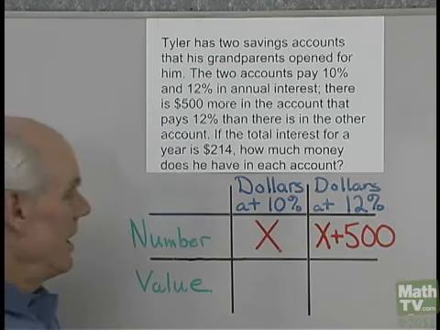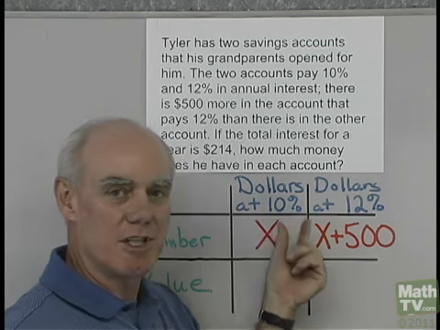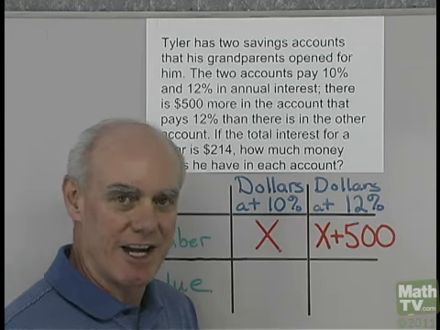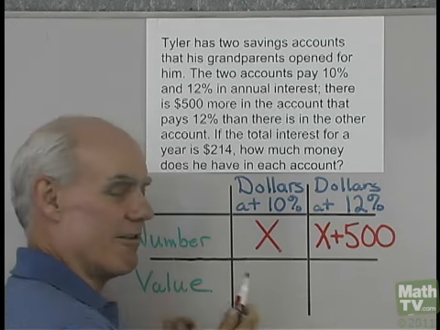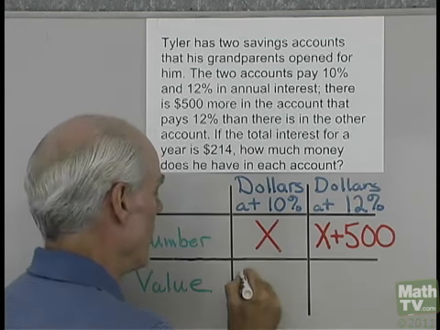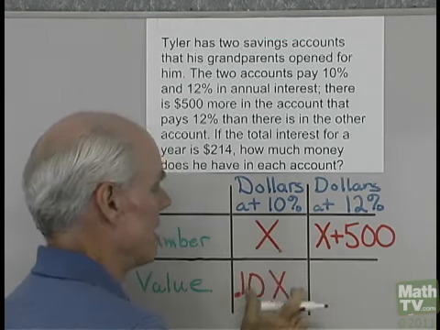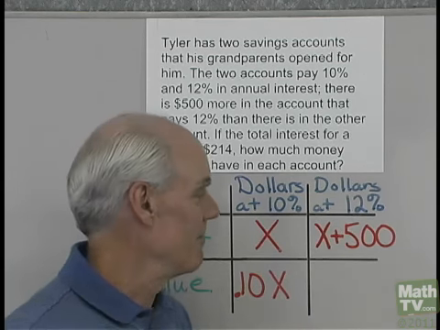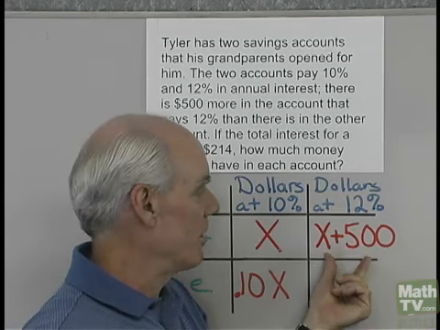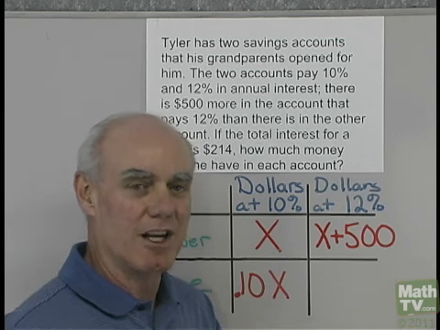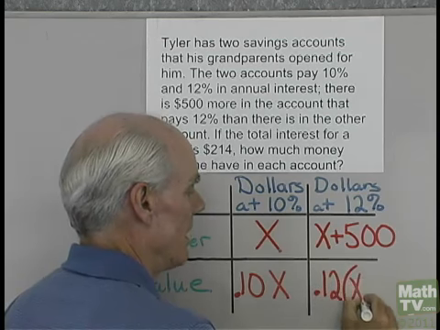Now, as far as the value of the dollars go, these x dollars that are invested at 10% have a value of 10% of x. That's the amount of money they're going to earn in interest. So the interest earned, which is the same as the value of those dollars, is going to be 0.10 times x. Now I have x plus $500 invested at 12%, so if I take 12% of this, I'll have the amount of money that's earned in interest in that account. So 0.12 times (x plus 500).